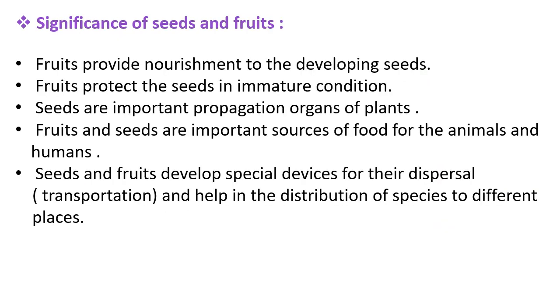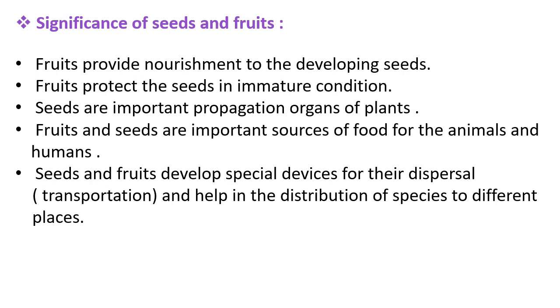Now we will study the significance of seeds and fruits. You all know that after the process of fertilization, ovule develops into seed and ovary develops into fruit. You all know that fruits provide nourishment to the developing seeds. Similarly, the fruits protect the seeds in immature or young condition.